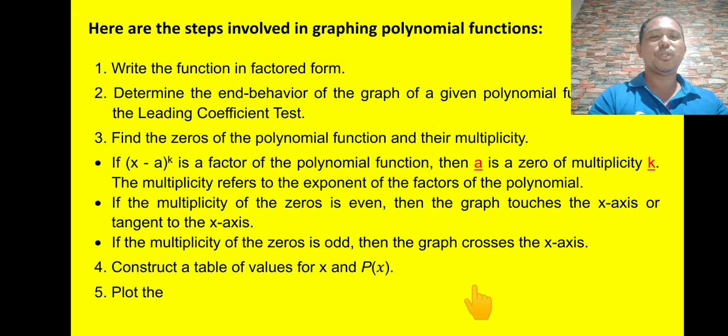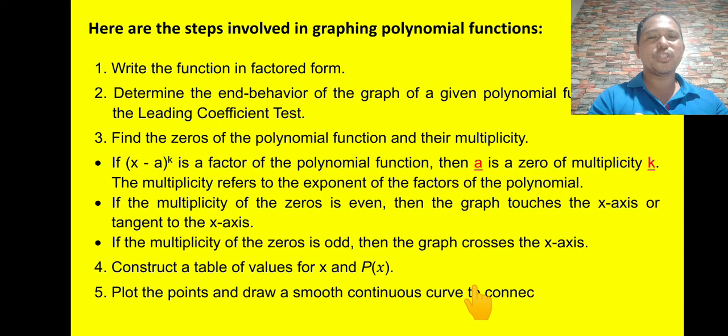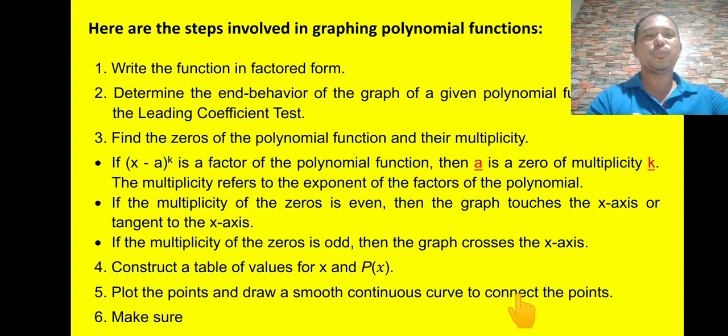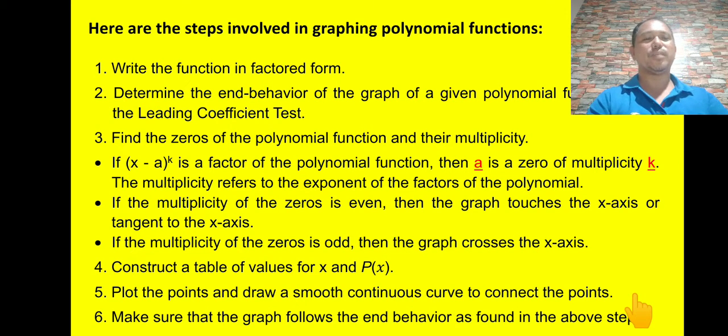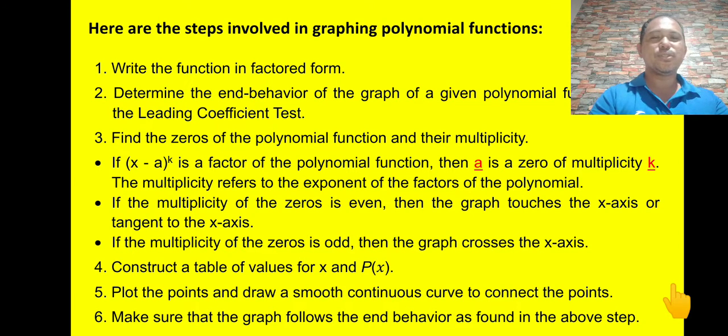Construct the table of values for x and p of x. Plot the points and draw a smooth continuous curve to connect the points, and make sure that the graph follows the end behavior as found in the step above. Okay, so there are 6 steps involved in graphing polynomial functions.